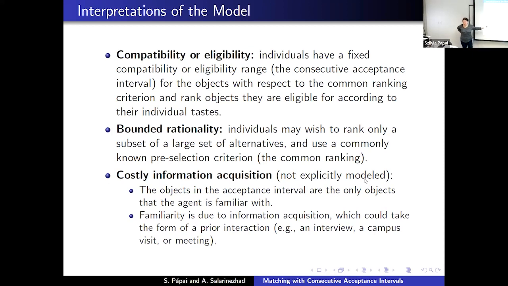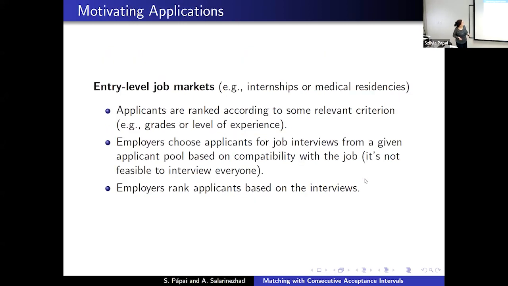Here we could say, although it's not explicitly modeled, that agents restrict themselves to a certain range. Then within that range, they are going to acquire information to be able to come up with a strict ranking, such as going for a campus visit or having an interview and so on. That's just the motivation.